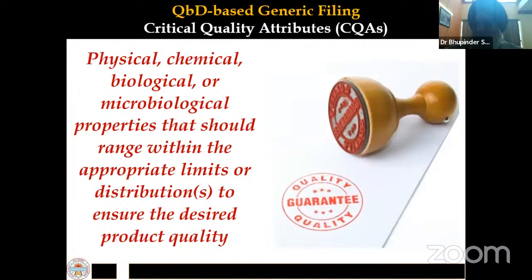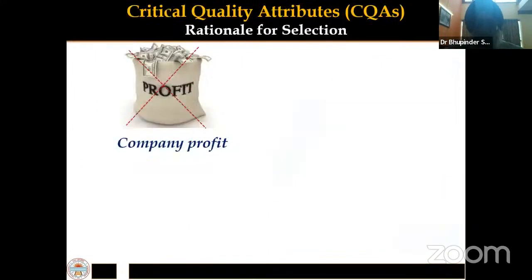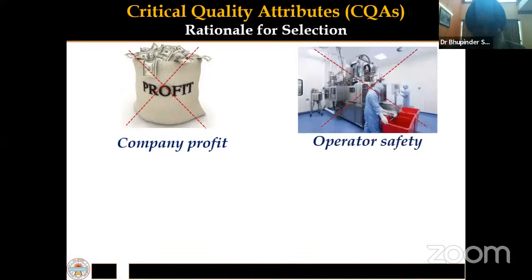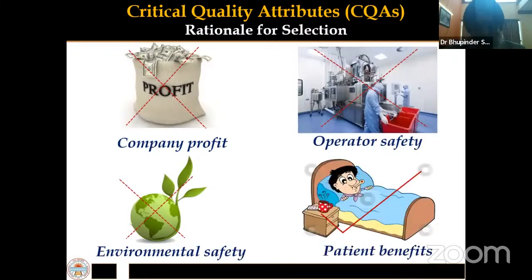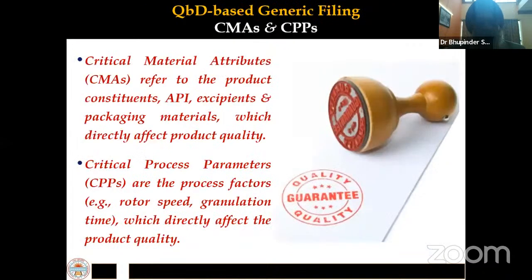So what are critical quality attributes? Hurriedly defining, these could be physical, chemical, biological, microbiological properties that should range within a certain range to ensure the product performance. What should be the criteria for selecting the CQAs? Company profit? No. Operator safety? No. Environment safety? No. Only patient benefits. Patient benefits, patient benefits. Patient safety and efficacy.